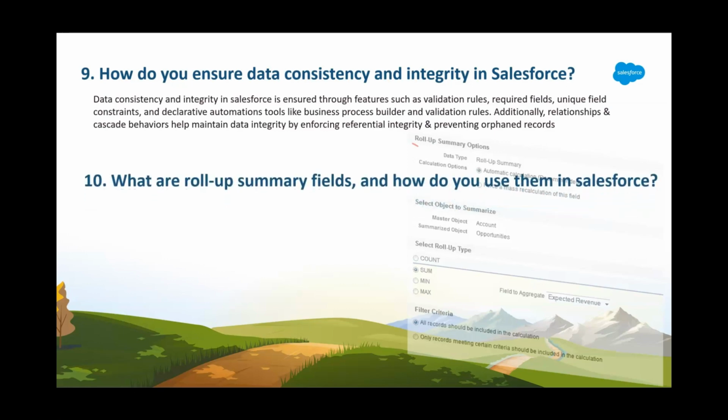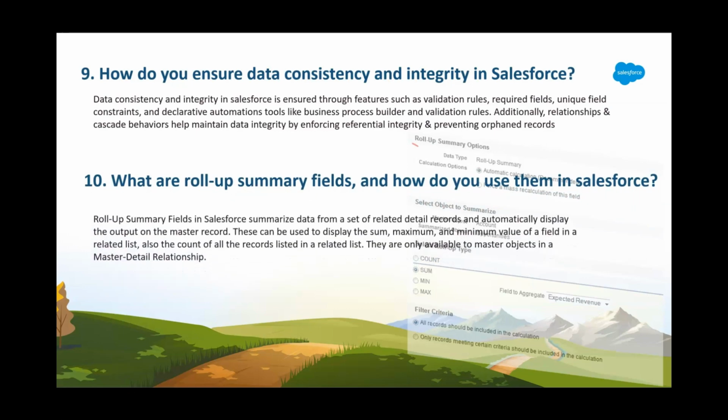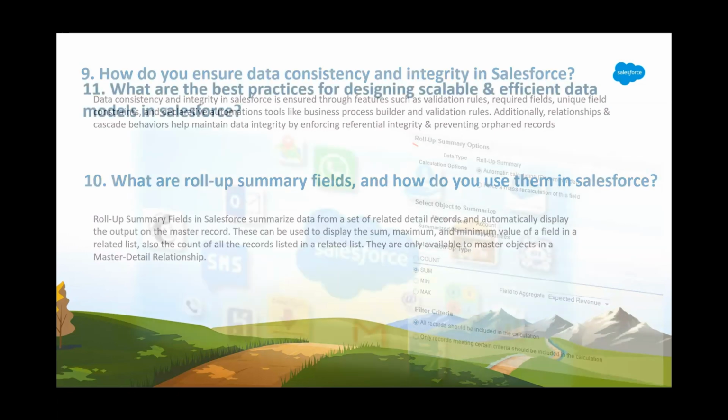10. What are roll-up summary fields and how do you use them in Salesforce? Roll-up summary fields in Salesforce summarize data from a set of related detail records and automatically display the output on master records. These can be used to display the sum, maximum, and minimum value of a field in a related list. Also, the count of all the records listed in a related list. They are only available to master records in master-detail relationships and are not available in lookup relationships.